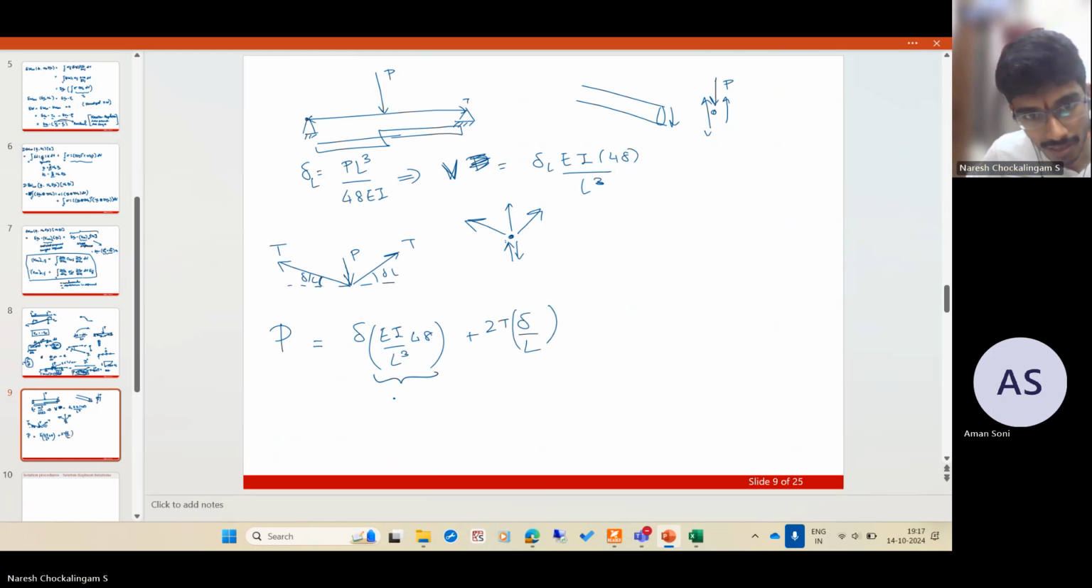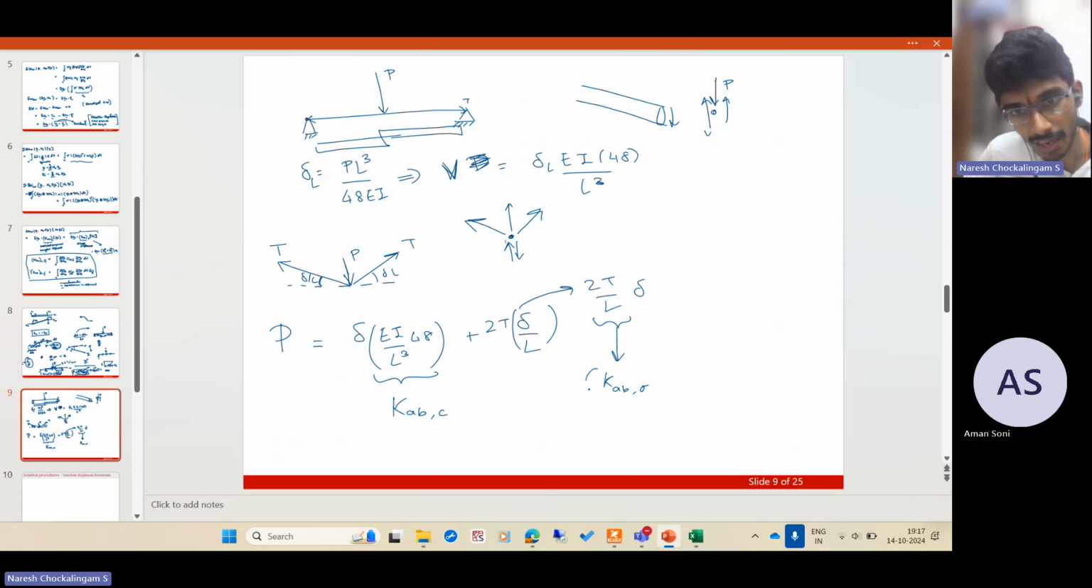Now this is our KAB material. If you rearrange a little bit, you can write it as 2T by L delta, and this is nothing but your KAB sigma in this simple case. But in a general case, when you have a very large pre-tension, you can solve it. But what happens if I say I'm starting with zero tension, and as the beam deforms, it will develop some tension? In that case, the tension itself depends on delta, and we really don't know. That is where the nonlinearity comes from.